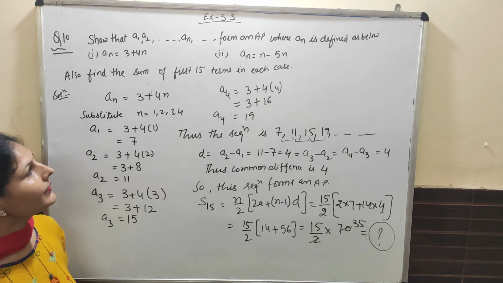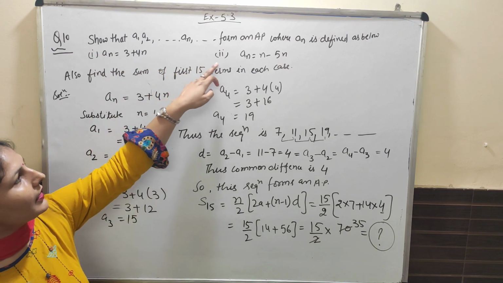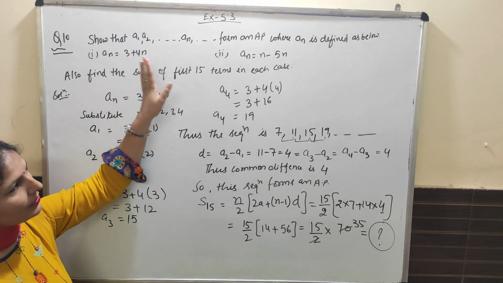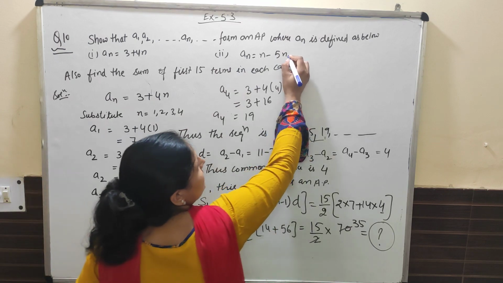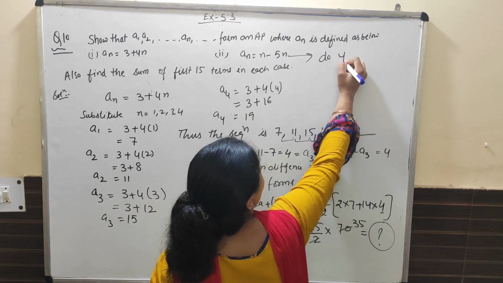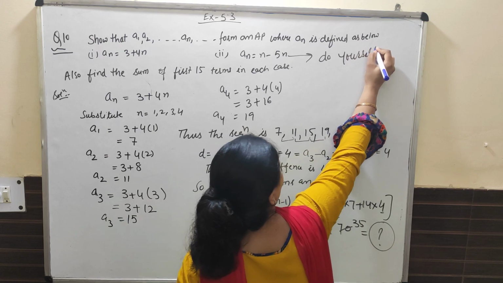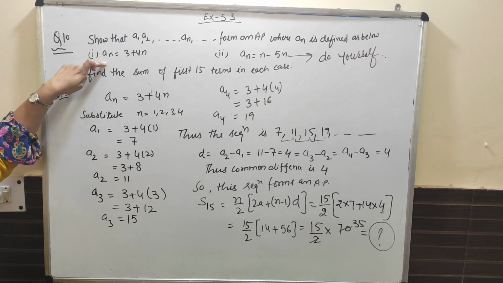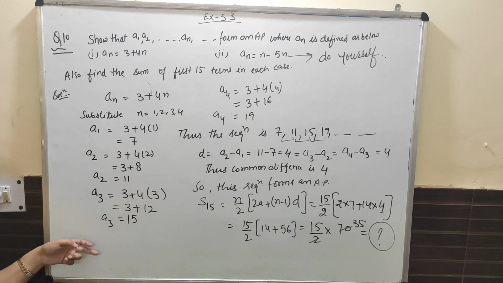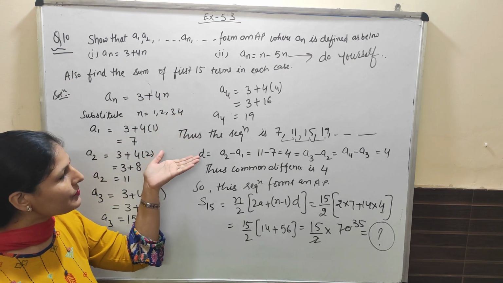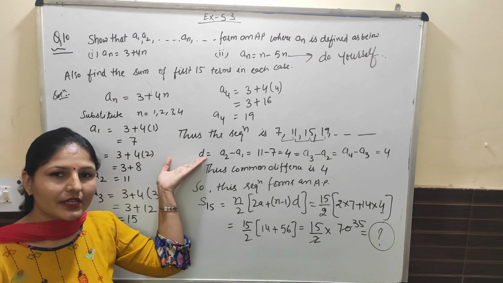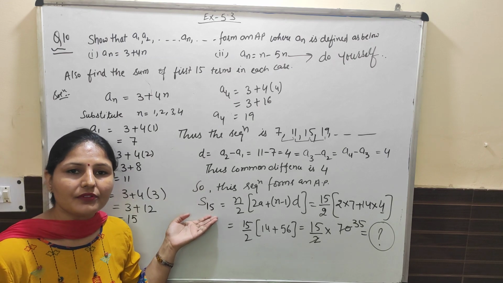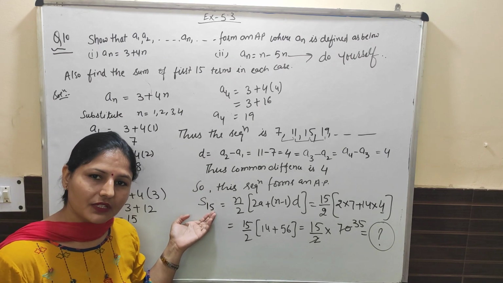Listen students, in this question we have two parts. It is the same as we have done in the first part, so you have to do the second part yourself. ओके, कुछ नहीं करना है इसमें, सिर्फ हमें जनरल टर्म गिवन है. From here we have to calculate A1, A2, A3 and A4. After that we have to check whether common difference is same or not. Then after that we have to calculate the sum of 15 terms, S15. Okay.